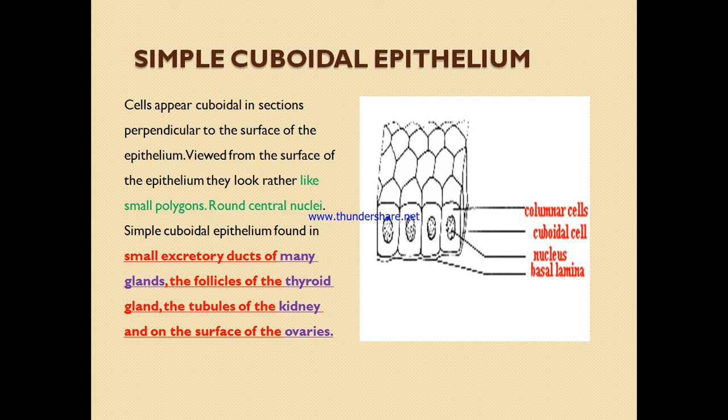The second type of simple epithelium is simple cuboidal epithelium. Cells appear cuboidal in section perpendicular to the surface of the epithelium, like small polygons with round central nuclei, found in small excretory ducts of many glands, follicles of the thyroid gland, tubules of the kidney, and on the surface of the ovaries.